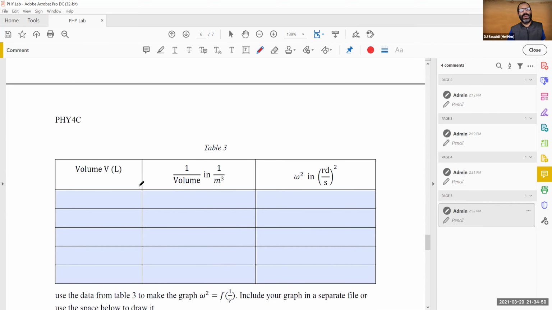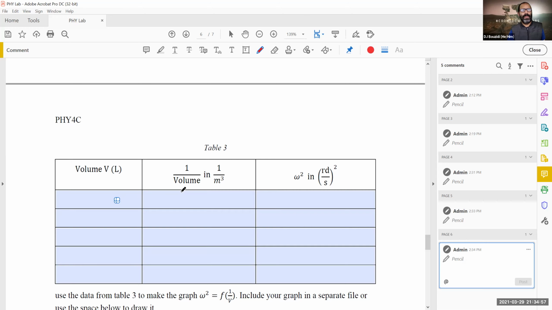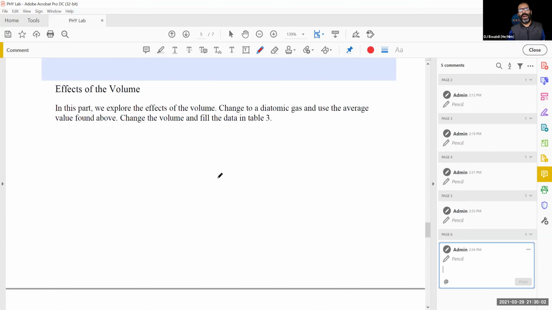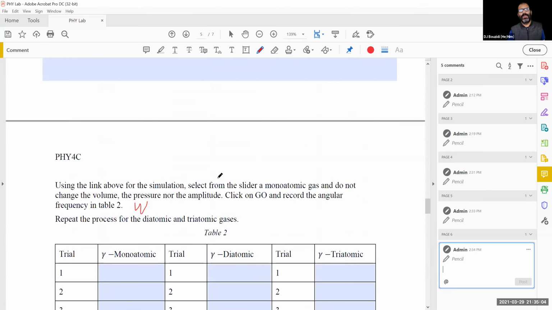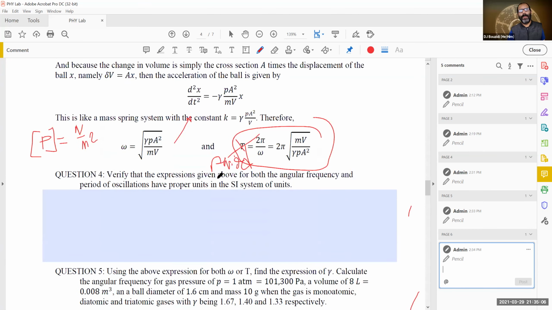Keep on changing the volume now. So you have different values in liters in here. Don't forget to express the volume in cubic meter. Okay, and find the inverse of it. Let me tell you why that is. Let's go back into the expression. If I square omega, omega squared in here, I will find gamma, which is your average that you found. And this is P A squared over M V. And these values are basically the mass. Let me go back into the link.